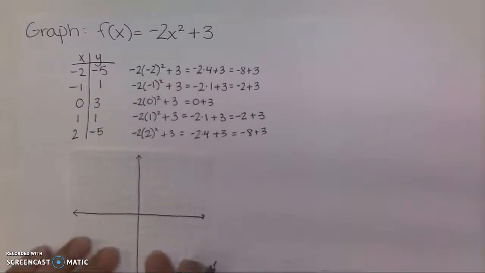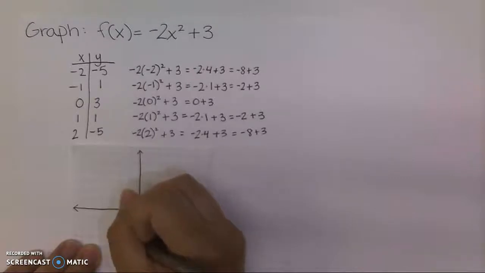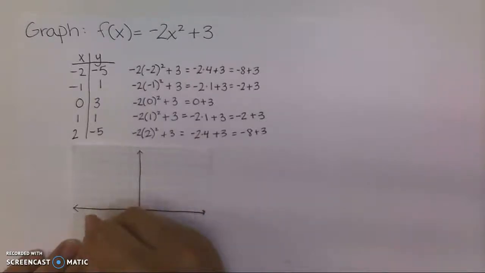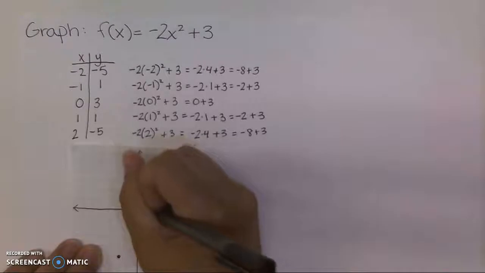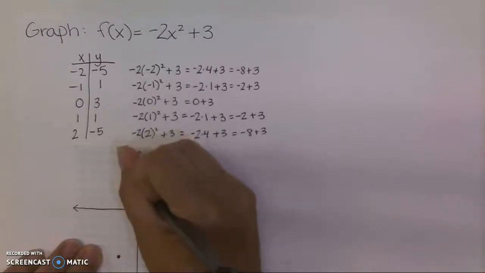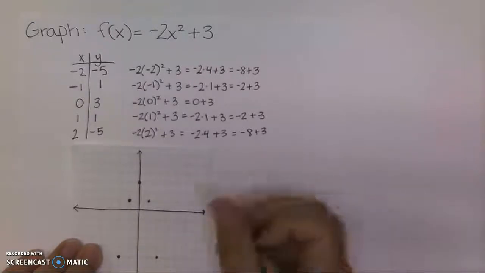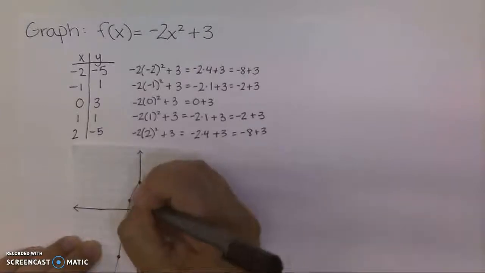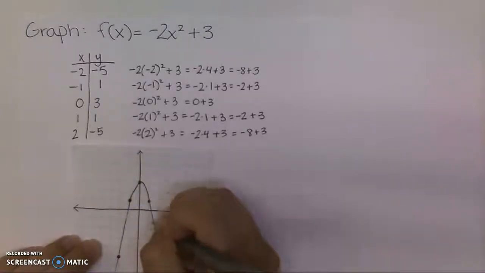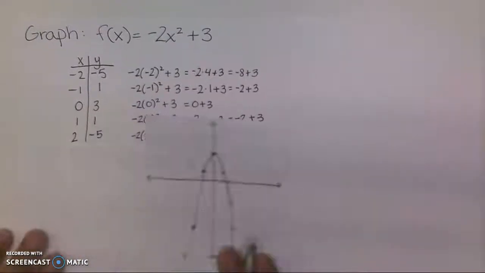All right, so now I'm going to graph that. So here's my graph. I'm going to graph (-2, -5). I'm going to graph (-1, 1). I'm going to graph (0, 3), (1, 1), and (2, -5). Then I'm going to connect these points to make my parabola. And there is your quadratic.